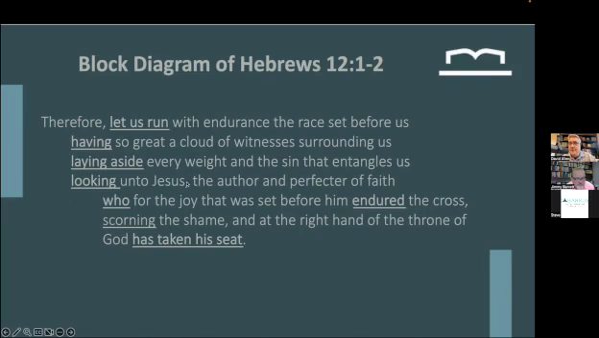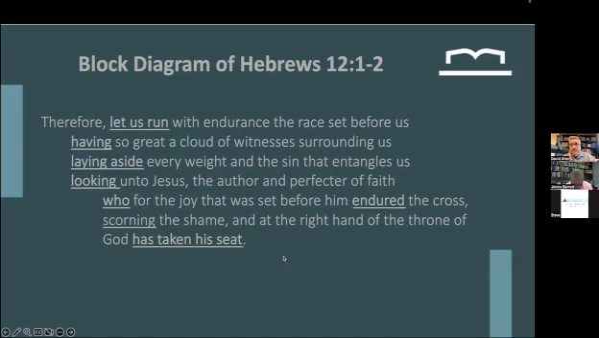Now, why should I look to Jesus? What's so special about Jesus? Well, the author anticipates that, and so he says, because he's the one who endured the cross, scorning the shame, and now at the right hand of the throne of God has taken his seat. That's why you should look to Jesus. There's your reason for looking unto Jesus.